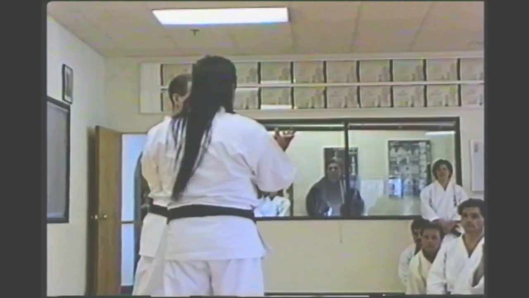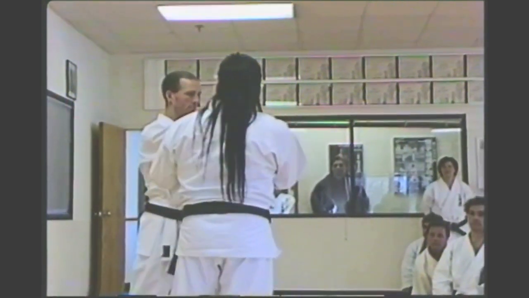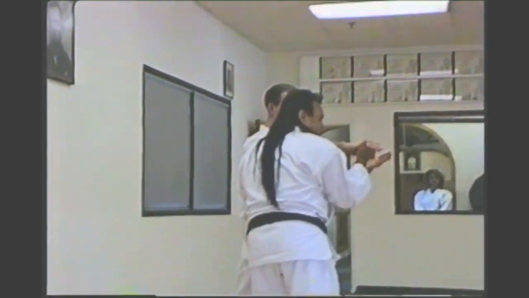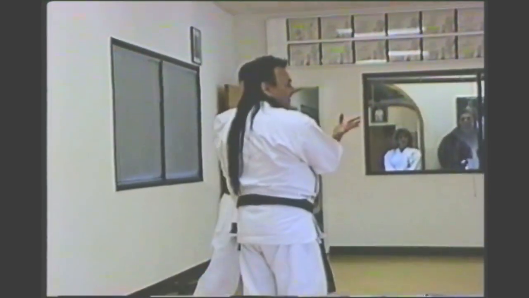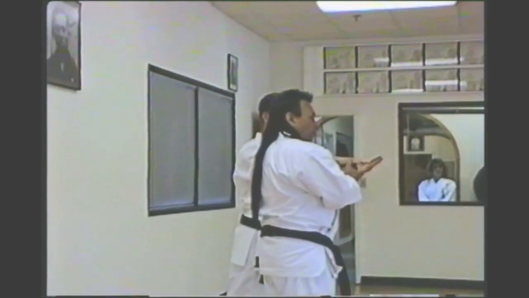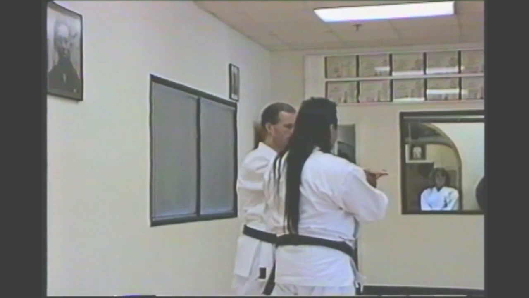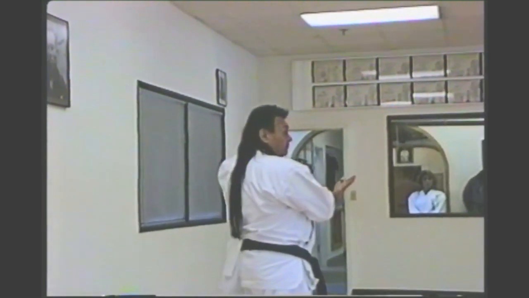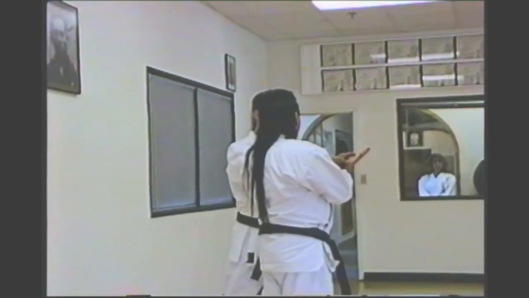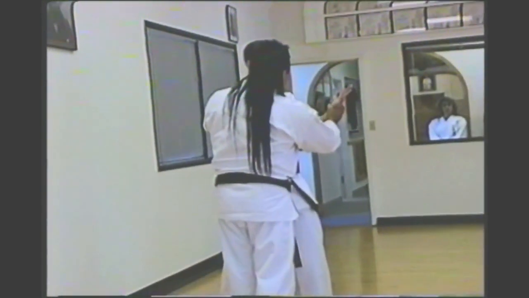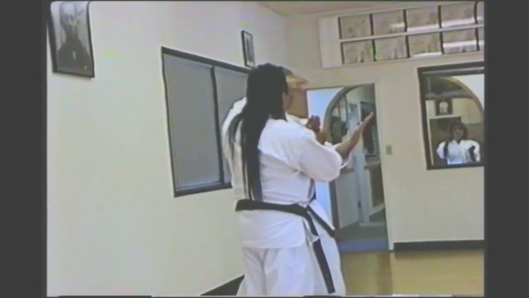So if the arm is here, watch this. If I move it over 2 inches, see the difference in power here? So the difference between a broken board or someone's broken jaw is here as opposed to here. Okay? So that's why that punch is going toward the center. So the energy in the movement, you have another triangle concept here.